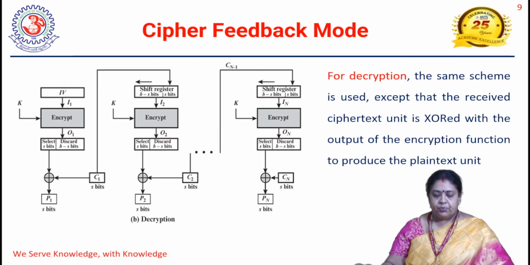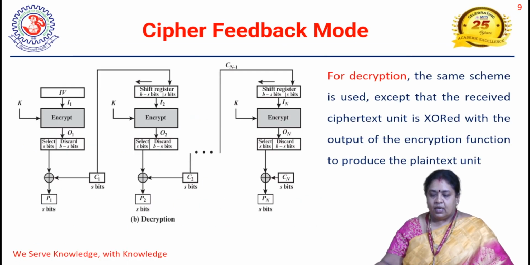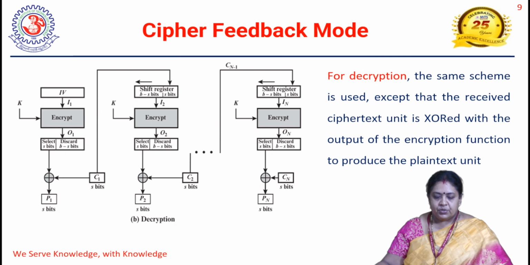In the decryption process, what is the input here? Here also we are going to perform the encryption only. In the decryption process also we are going to perform the encryption only. So here the IV, initialization vector, is taken initially, and that is encrypted by using the key. So it is producing the output.